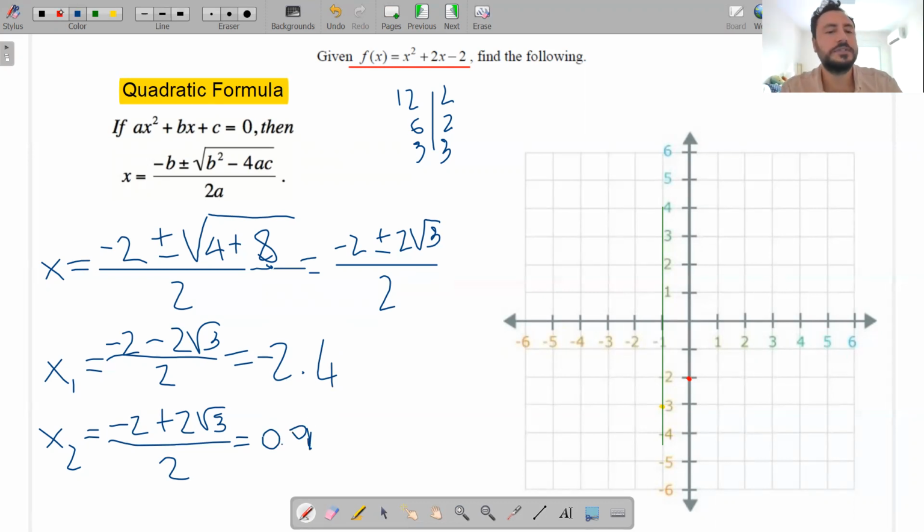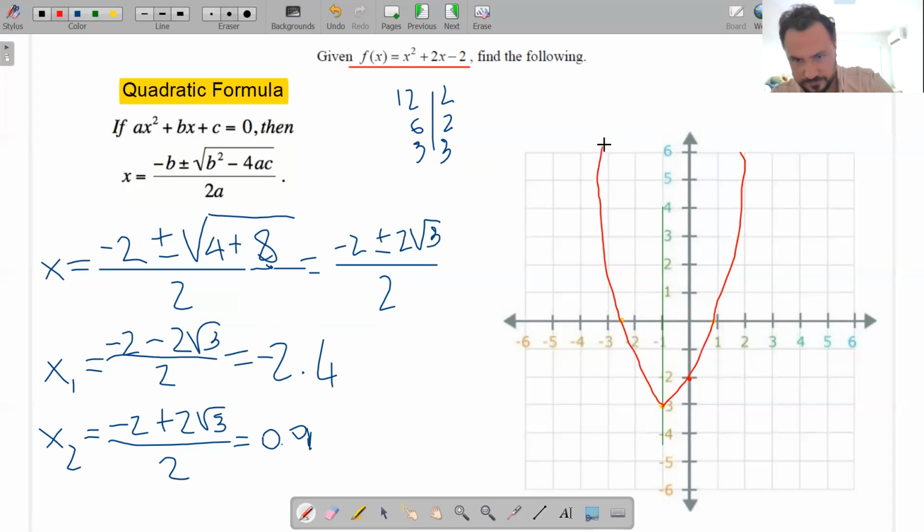Okay, so they were a pain in the neck, but we got our x-intercepts. Our x-intercepts are going to be around negative 2.4, which is, I would say, here, and 0.9, which I would say is around here. So now with a red pen, we're just going to draw our parabola. That's going to look something like this.